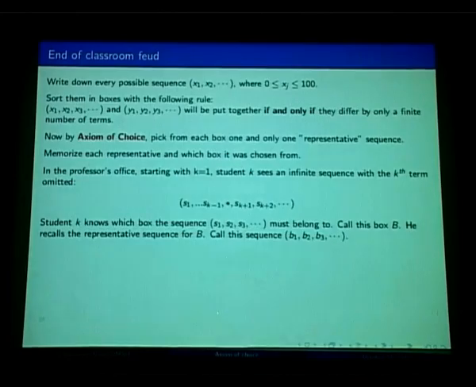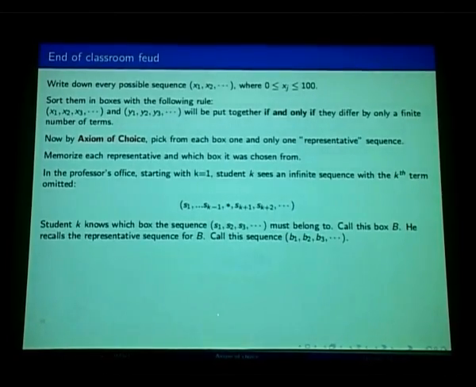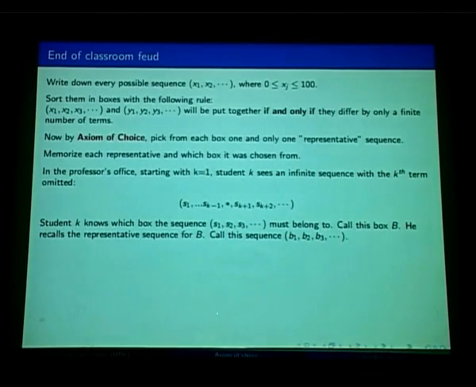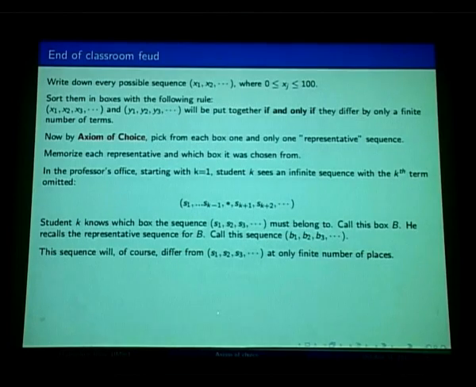Now next day they go to the professor's office. Starting with k equals 1, student k sees an infinite sequence with the kth term omitted. But there has to be at least one representative from which this sequence differs in finitely many places. There has to be one such. But he remembers all the representatives, so he knows which box this is chosen from. Let's call that box B, and that representative sequence B1, B2, B3. This sequence of course differs from this in only finitely many places. So student k guesses that Sk is Bk and he leaves, doesn't talk to anyone.